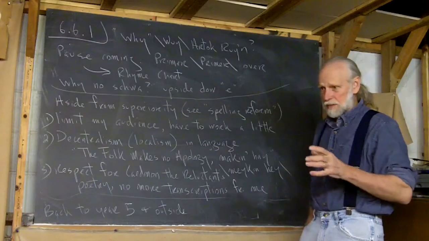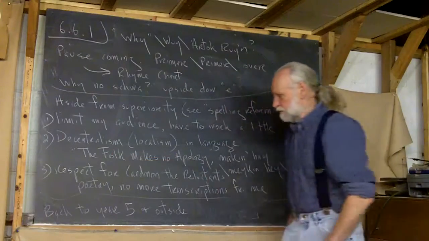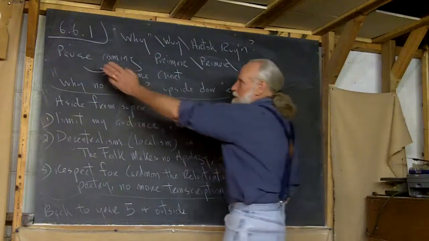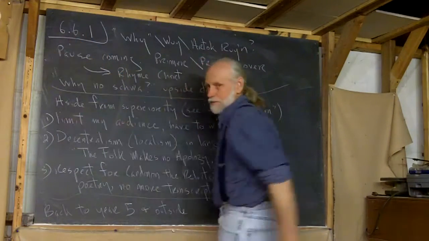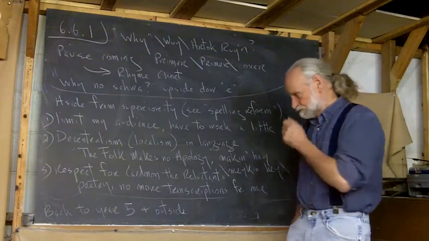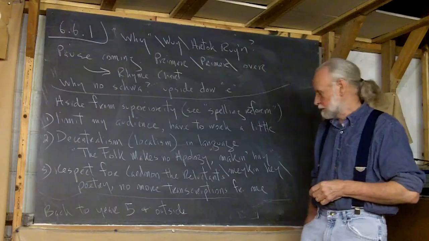Well, that decentralism, that goes back. I had written 40 years ago a long essay called The Folk Makes No Apology. And I think I'm going to actually read it somewhere, maybe down around 20 or 30 day of the 6th year. I'll probably undertake to read the whole thing. And it's about this impulse to write in Artok Ruy'n.